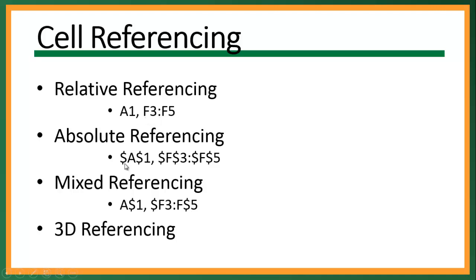In absolute referencing, there's a $ before the column letter and before the row number. You have $A$1. Here also we have $F$3 colon $F$5. In mixed referencing, we either have the $ before the column letter or before the row number, unlike absolute referencing where the $ is both on the column letter and the row number. 3D referencing has to do with referencing across sheets. We're going to depict these one after the other in the practical class.